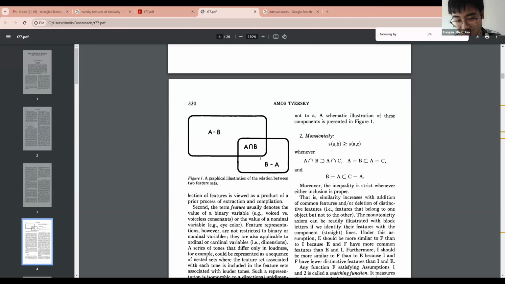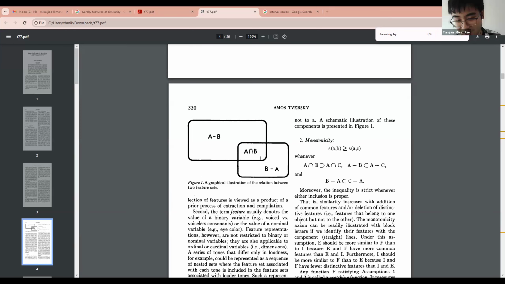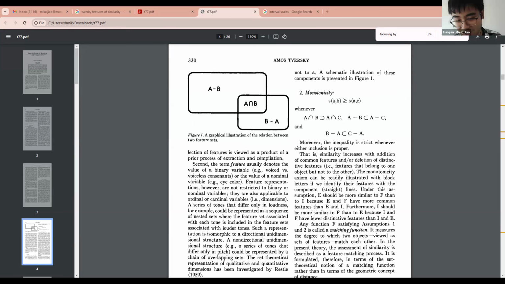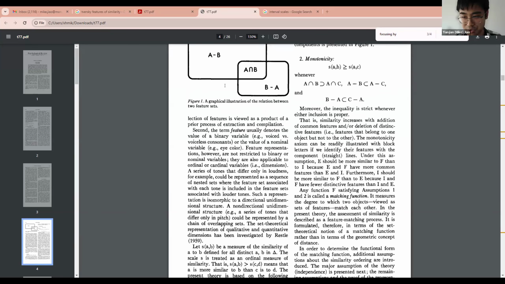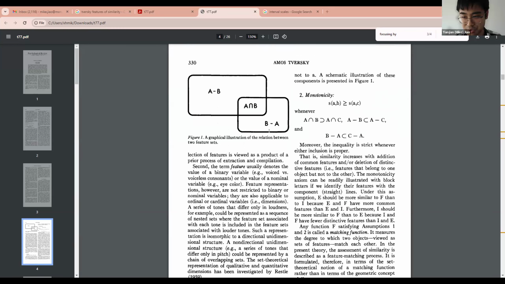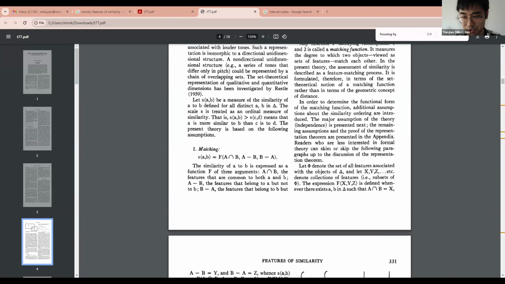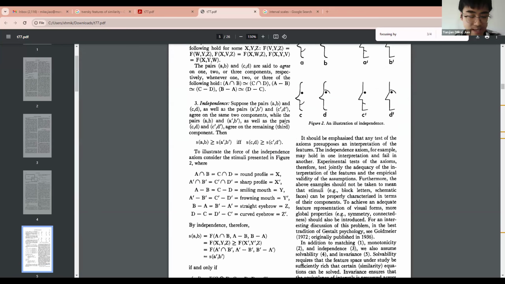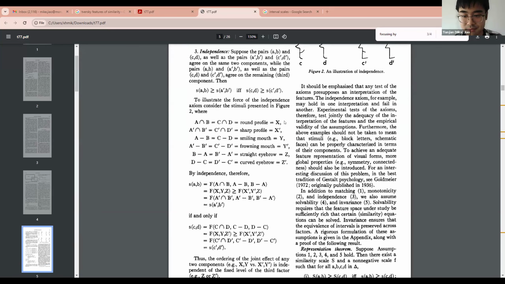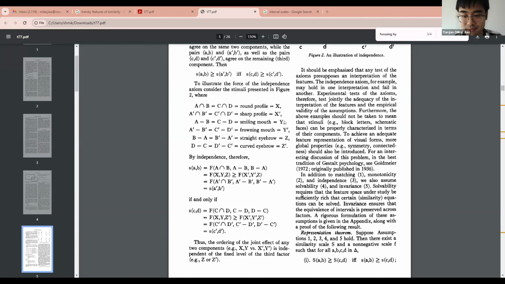So that's essentially that. Now, in the paper, Tversky made axioms that he showed make it reasonable and reduce to this linear model. But we will not go into it with too much detail here. Essentially, the idea is the combination of these in some fashion to form similarity.